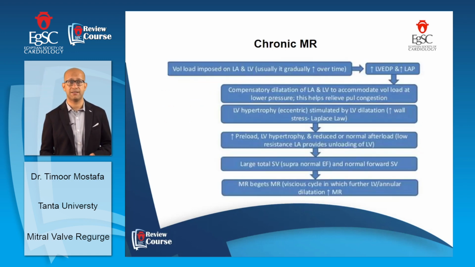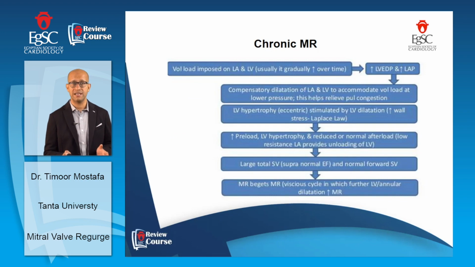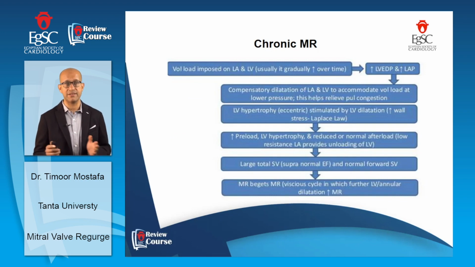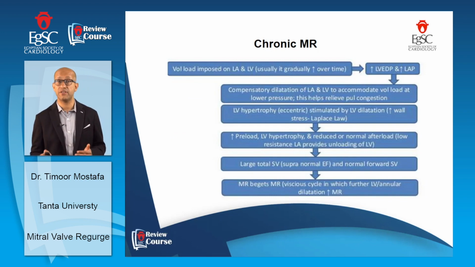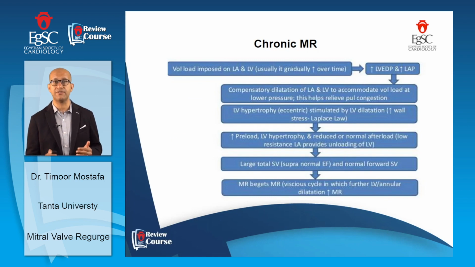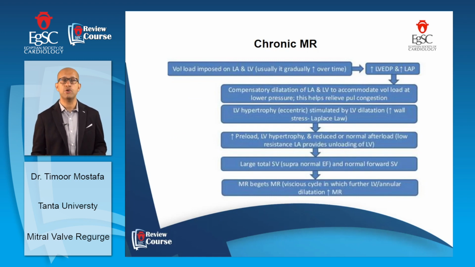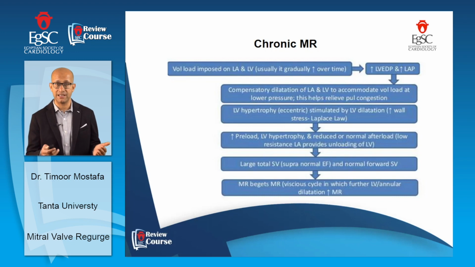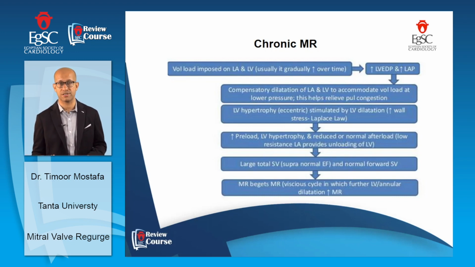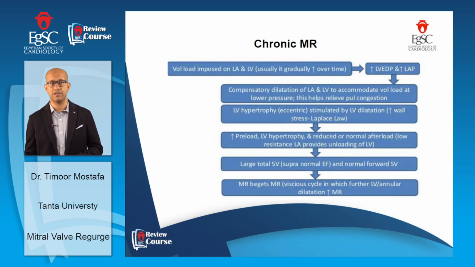What about chronic mitral regurg? Then a volume overload is imposed on the left ventricle and the left atrium, increasing the left ventricular end-diastolic pressure and the left atrial pressure. So there will be compensatory dilatation of the left atrium and the left ventricle to accommodate this volume overload at low pressures. Left ventricular hypertrophy will occur and left ventricular dilatation.